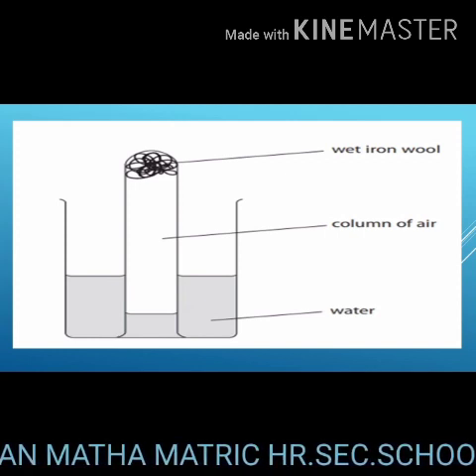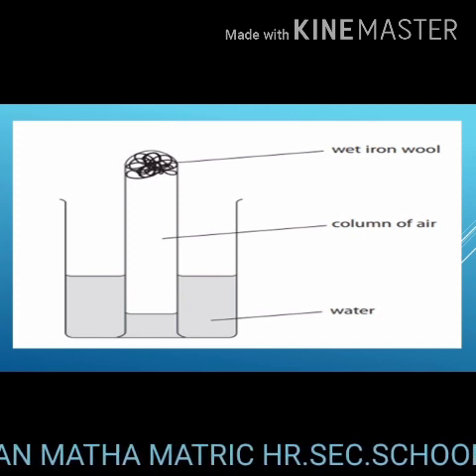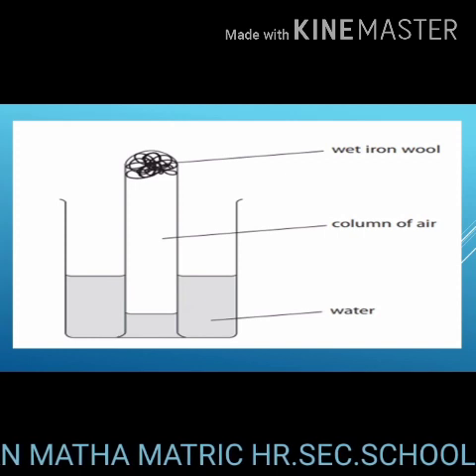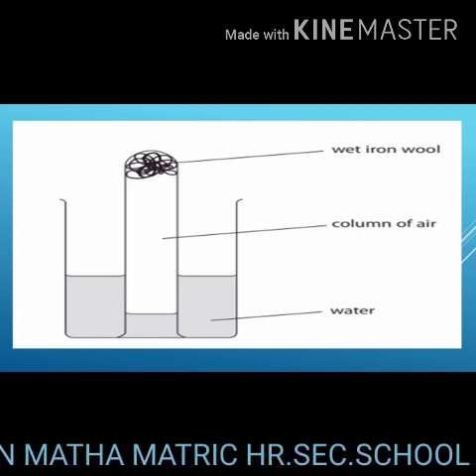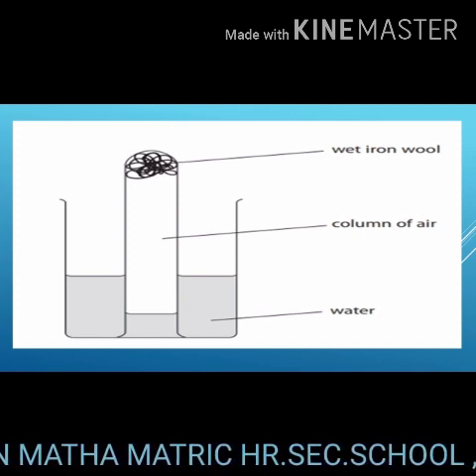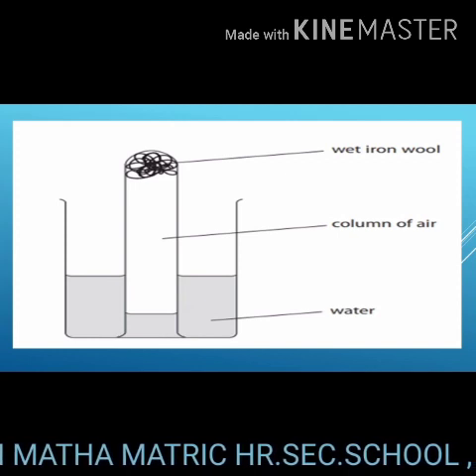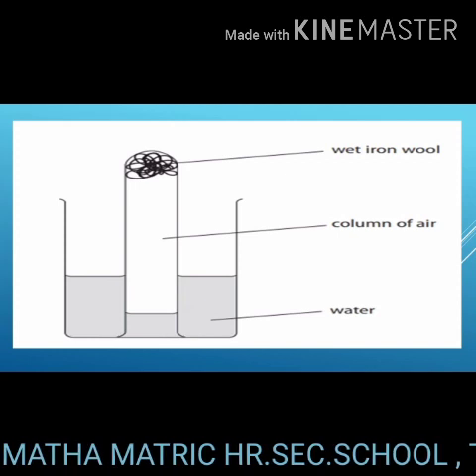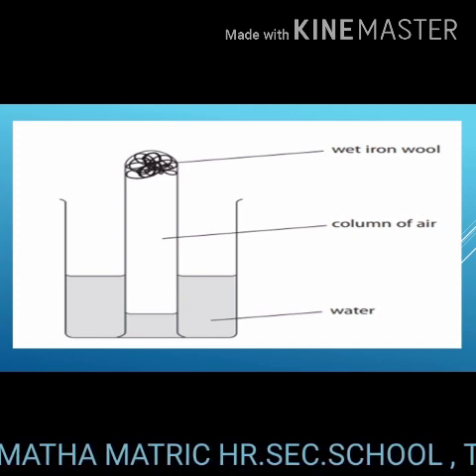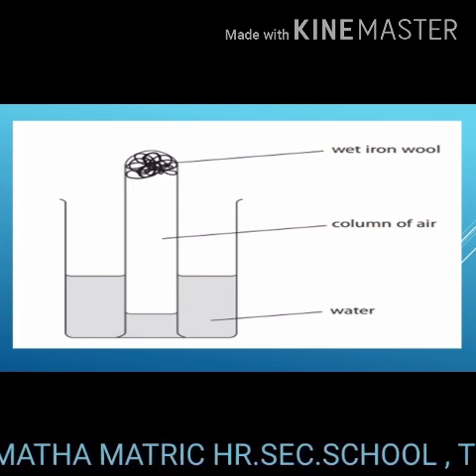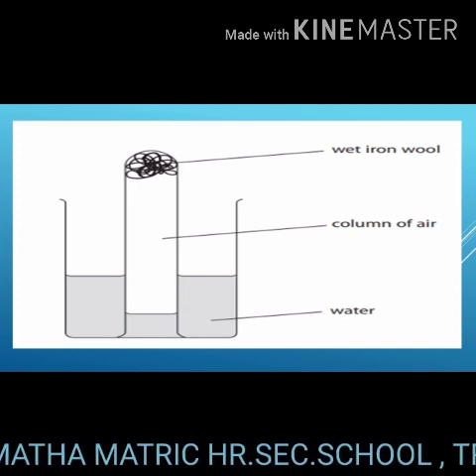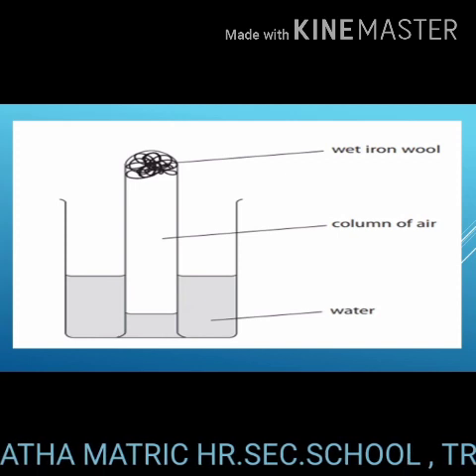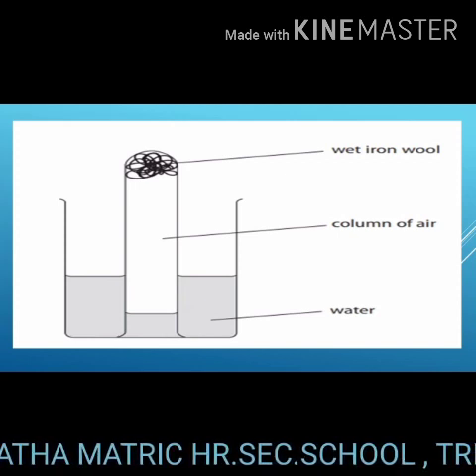Tip away excess water. Take a 500 ml beaker and fill half of the beaker with water. Invert the test tube and place it in the beaker. Leave the arrangement at least for a week without making any disturbance to the test tube. Observe the changes that happened in the iron wool and to the level of the water inside the test tube.